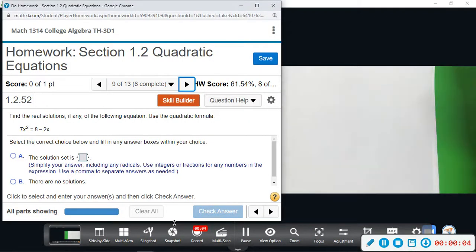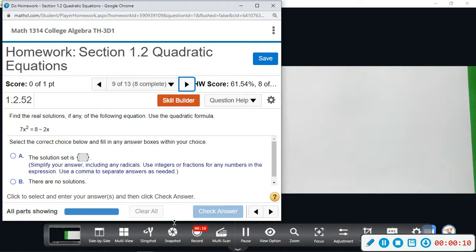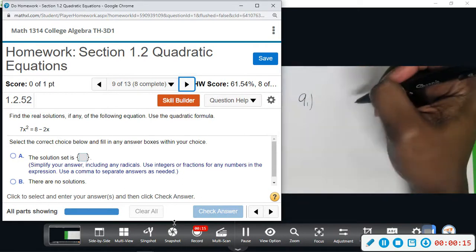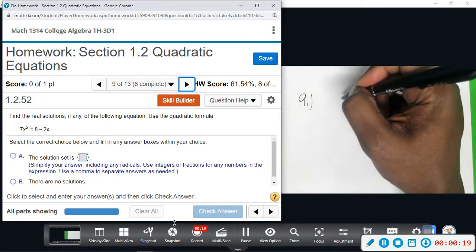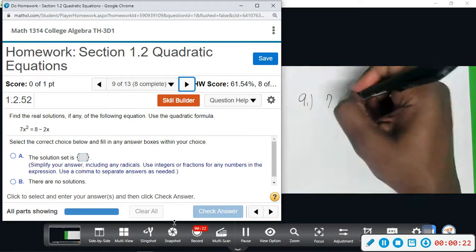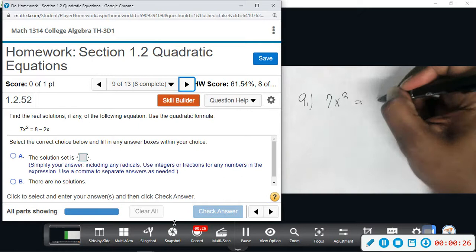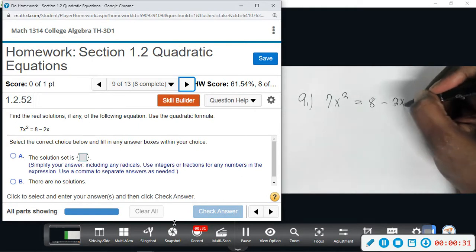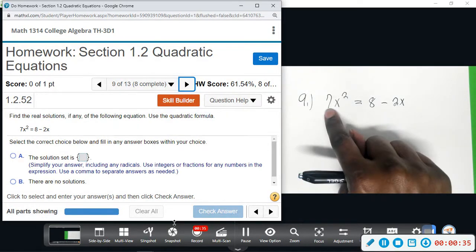Number 9, we want to find any real solutions, and it says to use the quadratic formula. Okay, so I'm going to write this problem down, and then I'm going to rearrange it so that everything is on the same side. So we have 7x squared equals 8 minus 2x.